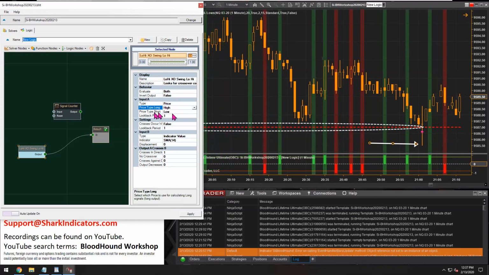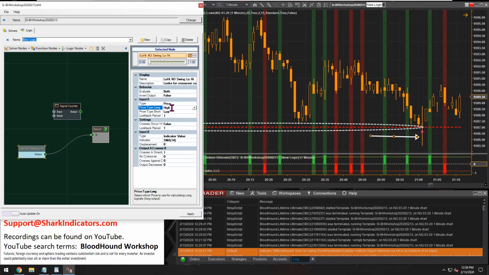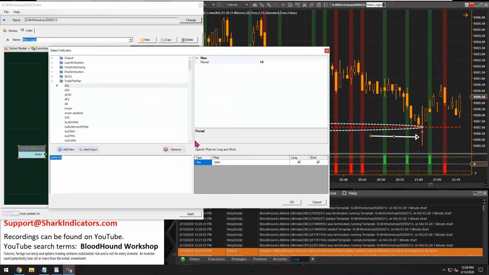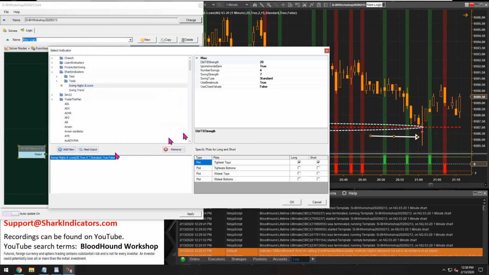All right. So I'm going to generate a short signal if price breaks a swing low. If price breaks a swing high, I'll generate a long signal. So for a short signal, I'm going to use the low price. For a long signal, I'm going to use the high price. And now input B is going to be our swing indicator. So let's set that up here, and remember we need to adjust our swing strength to 15, and our number of swings is 2.